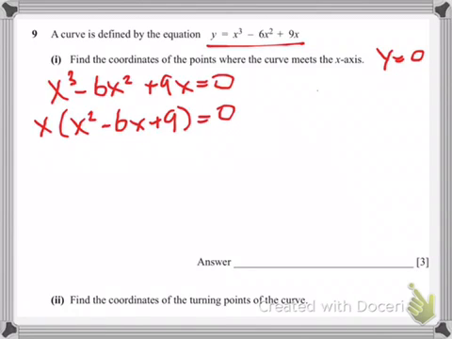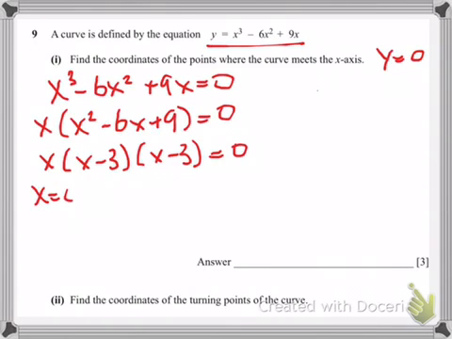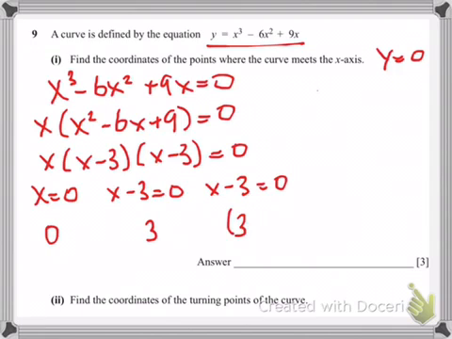So the quadratic factorises to x minus 3, x minus 3. Two numbers multiplied to give you 9, and add to give you minus 6 is minus 3. So if we want to find the coordinates where the curve meets the x-axis, it's where each of these is equal to 0. It's where x is equal to 0, x minus 3 is equal to 0, or x minus 3 is equal to 0, which is going to be the same point. So x is equal to 0, and x is equal to 3. Now, we don't need that last one because it's a repeat.